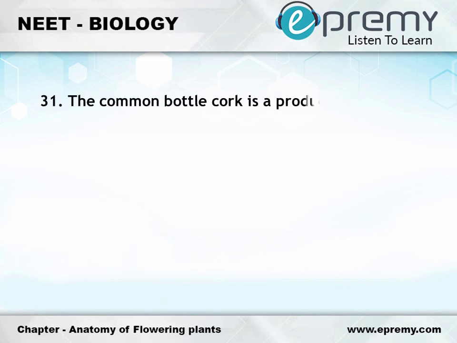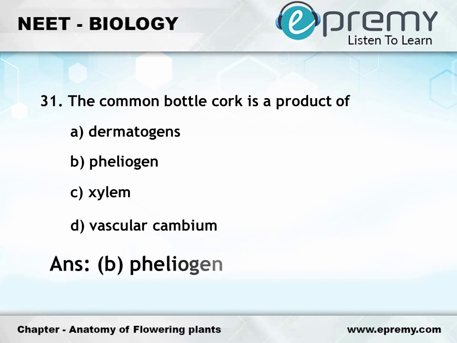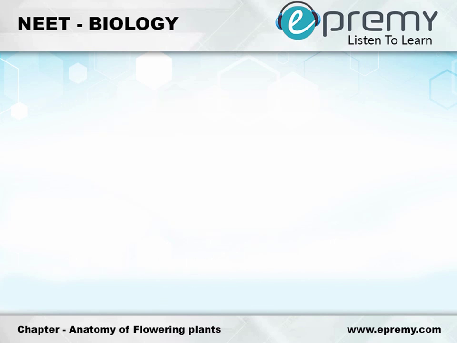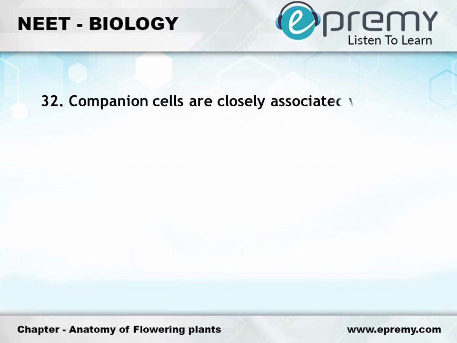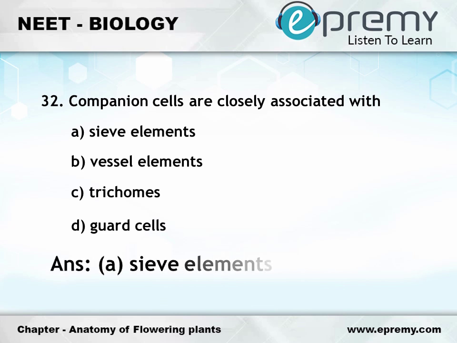Question number 31. The common bottle cork is a product of option A, dermatogen. Option B, phloem. Option C, xylem. Option D, vascular cambium. The answer is option B, phloem. Question number 32. Companion cells are closely associated with option A, sieve elements. Option B, vessel elements. Option C, trichomes. Option D, guard cells. And the answer is option A, sieve elements.